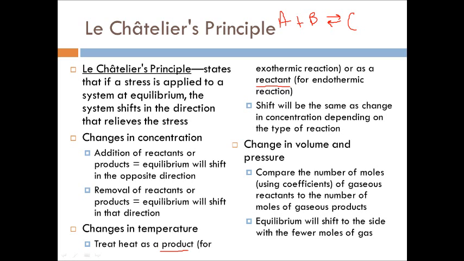So if you remove heat and it's on the product side, it's going to shift toward the product. If you add heat on the product side, it's going to shift toward the reactants. So if we add heat here, if we remove this guy here, the heat, it will shift towards the product. But if we add heat, it will shift towards the reactant. So the same thing I just said.